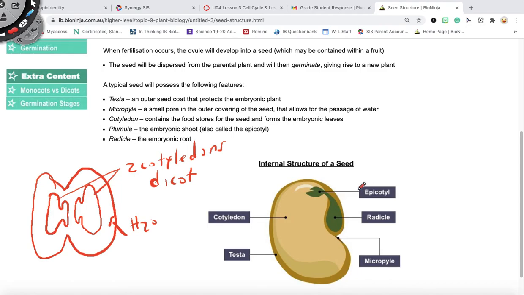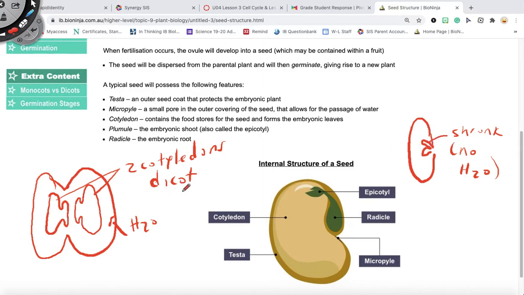If you were dissecting a dry seed and you open it up like this, sometimes you see the cotyledon completely dehydrated and shrunk. So if you open up a seed with no water, then you're going to see those shrunk cotyledons, if it's a dicot plant, of course.